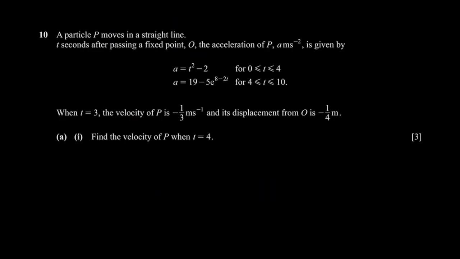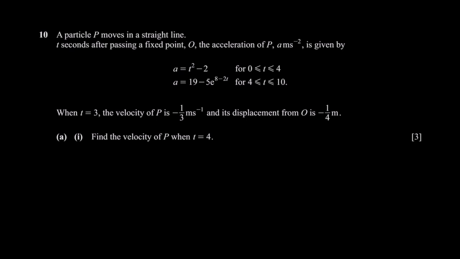Okay, question 10, which is a kinematics question. A particle P moves in a straight line, t seconds after passing a fixed point O. The acceleration of P, which is a, is given by this piecewise function. So it's equal to t squared minus 2 when t is between 0 and 4. And it's equal to 19 minus 5 e to the power of 8 minus 2t when t is between 4 and 10. And we're told that when t is 3, the velocity of P is negative a third and its displacement from O is negative a quarter. Find the velocity of P when t is equal to 4.